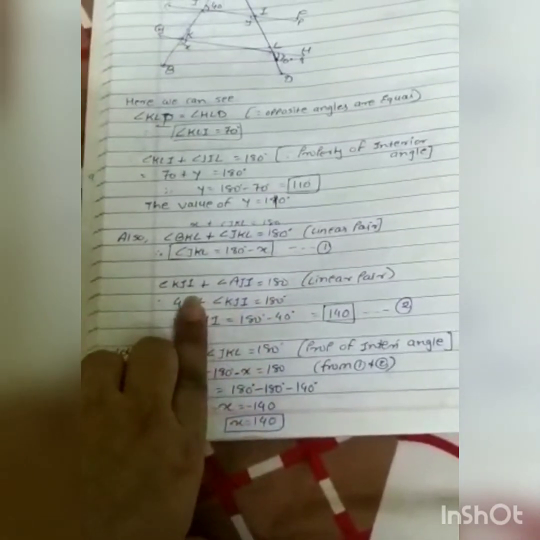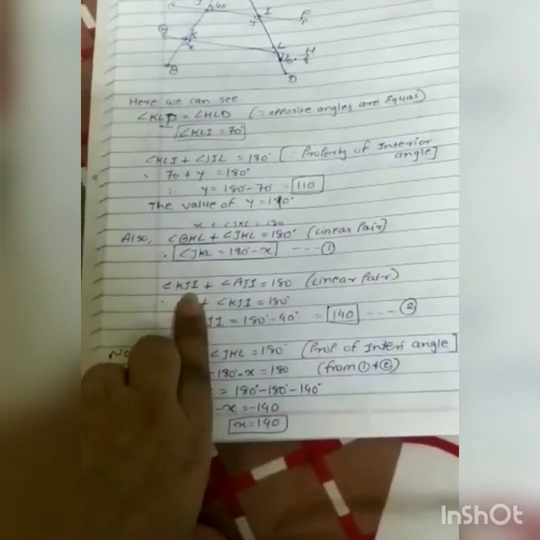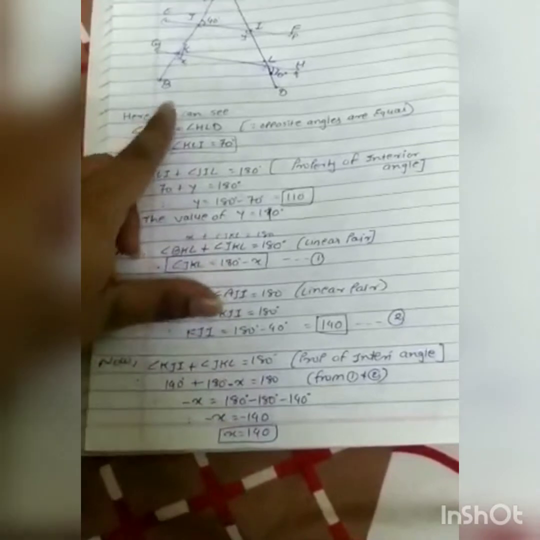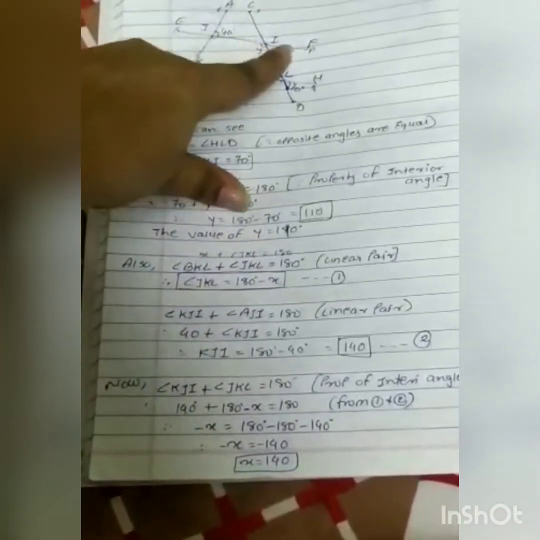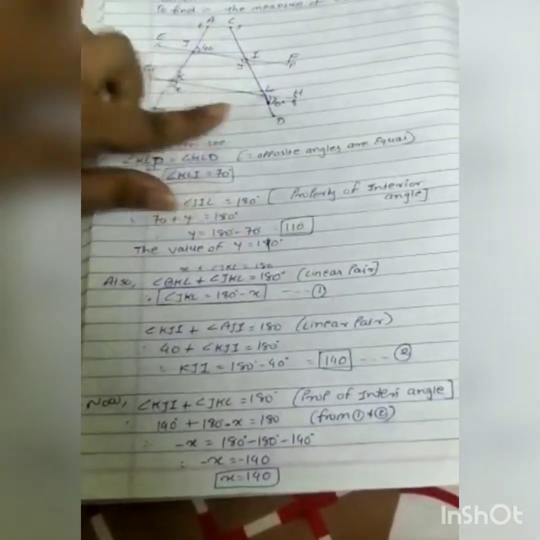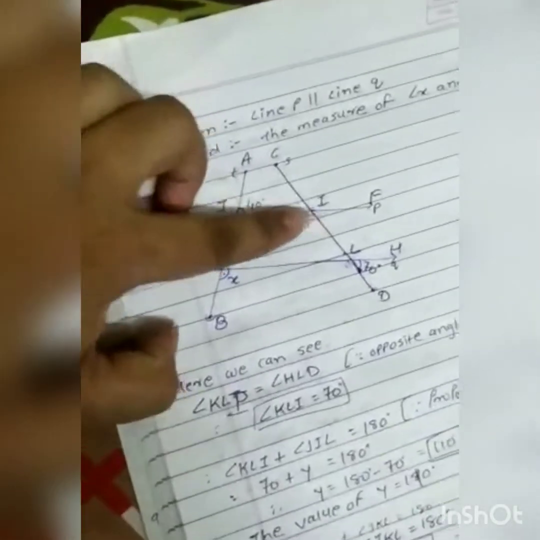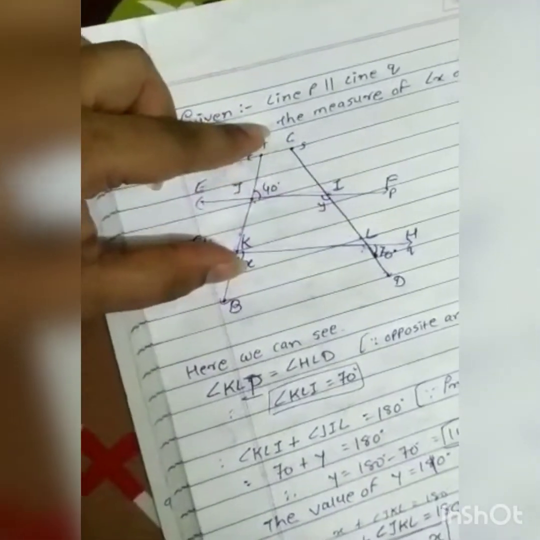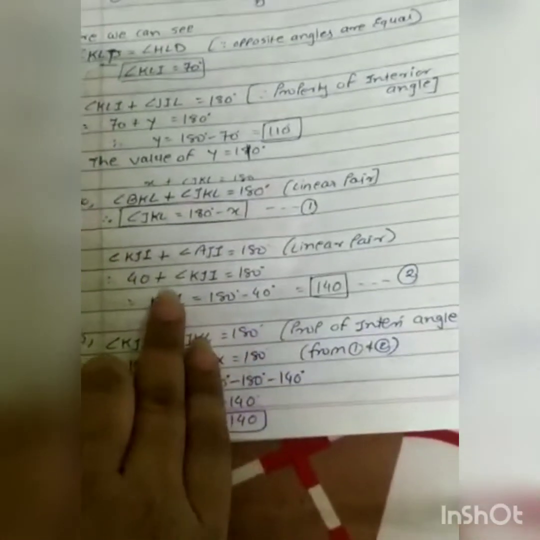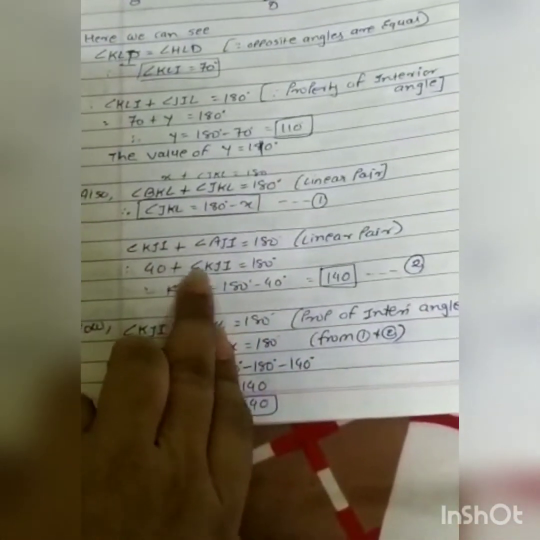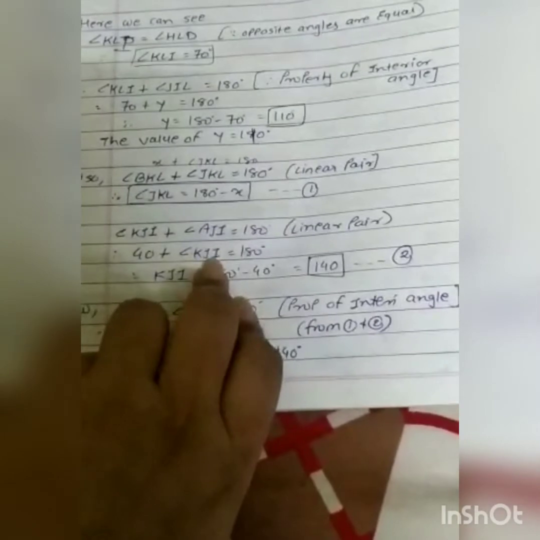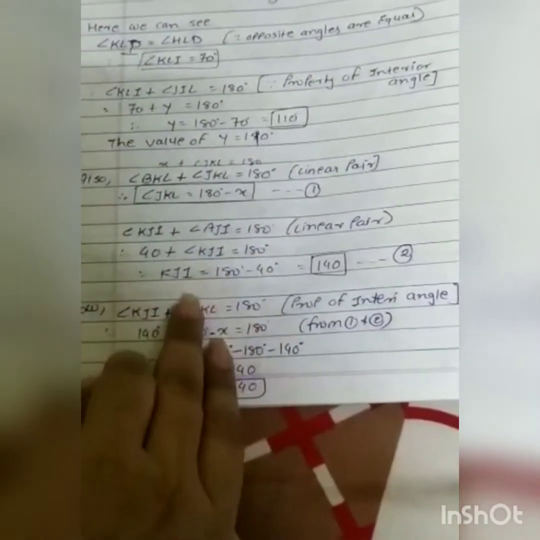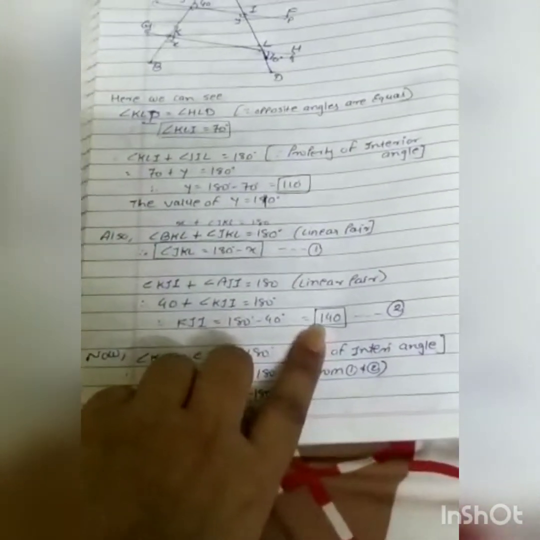Understood? See the second one. KJI plus AJI. Same, linear pair. Between the two angles we have one common line. It also becomes a linear pair. AJI we have 40, plus KJI is equal to 180. So we got KJI is equal to 140 degrees.